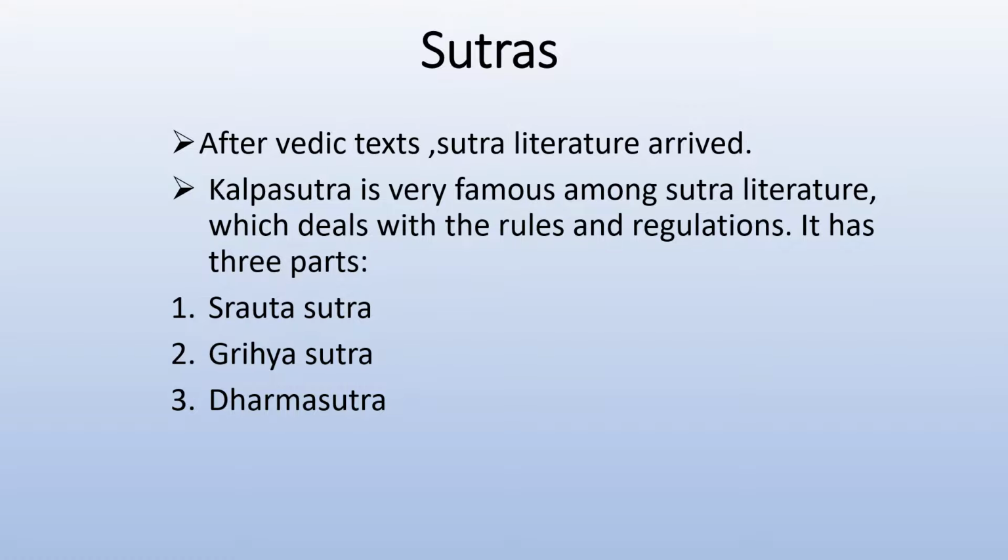Shrauta Sutra deals with the subject of rituals and various types of yajnas and ceremonies. Second one, Grihya Sutra. Grihya Sutras are sacred Hindu writings that give information on Vedic domestic rites and ceremonies of households. And Dharma Sutra. Dharma Sutra deals with the social life of the Vedic era in which various codes of conduct and religious matters are explained.